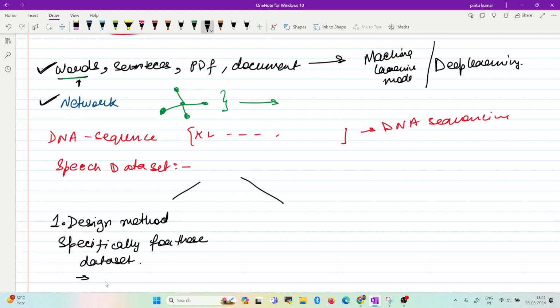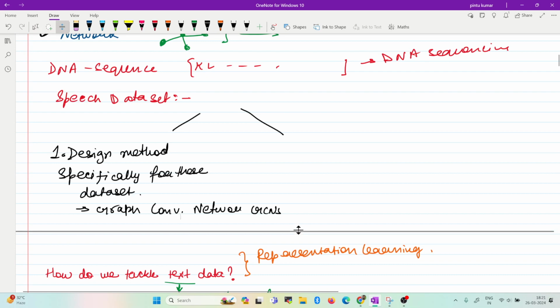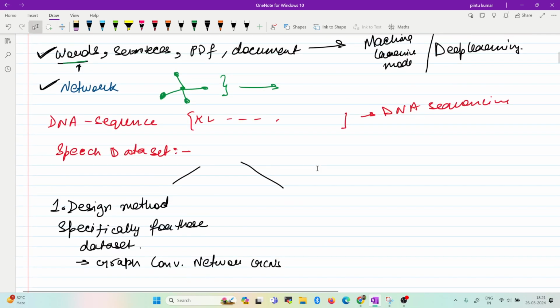For networks, there are methods like graph convolutional networks, which you might have heard of. These are called GCNs. There are methods like node2vec, though that is not a specific method, but GCNs are specific methods. There are message passing algorithms that are specifically for graphs. Then you can have specific methods again for DNA sequencing or speech data sets. One path is that you design specific methods for the data set that you have at hand.